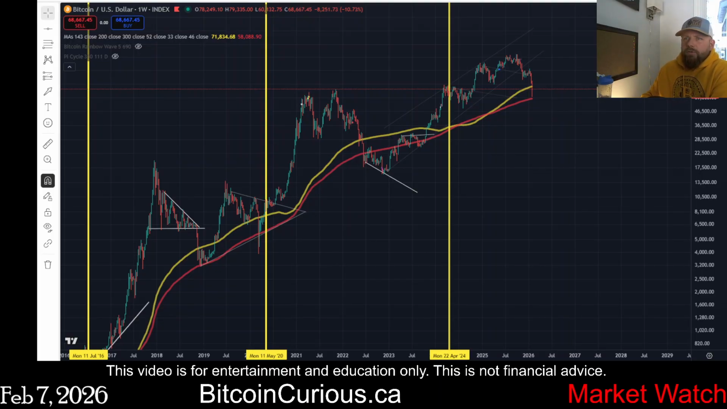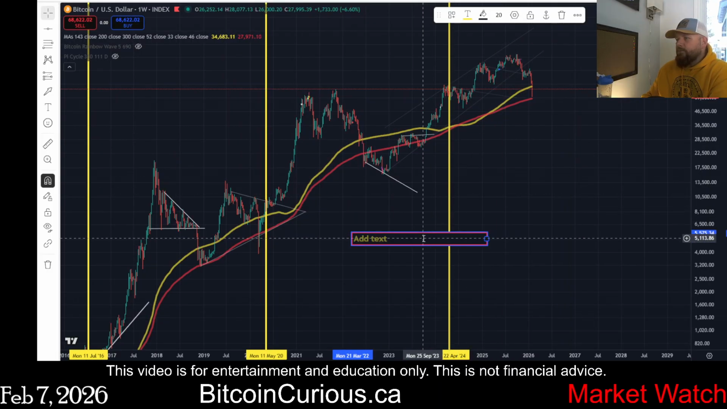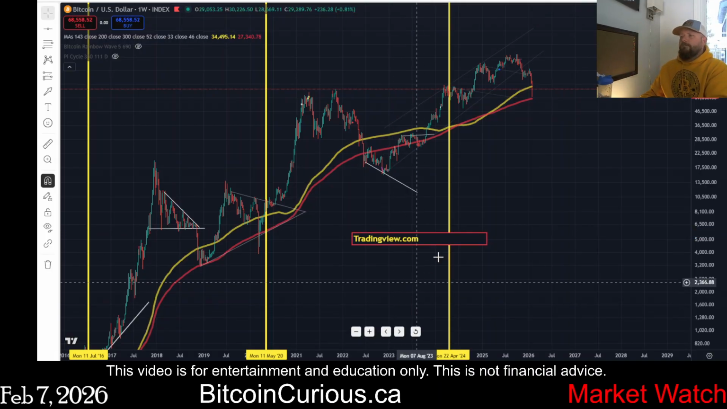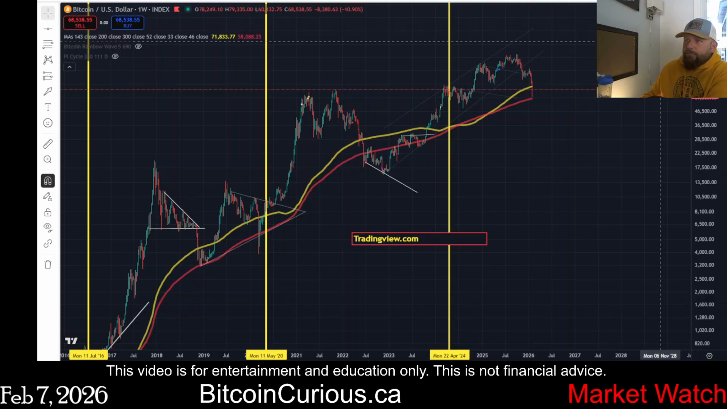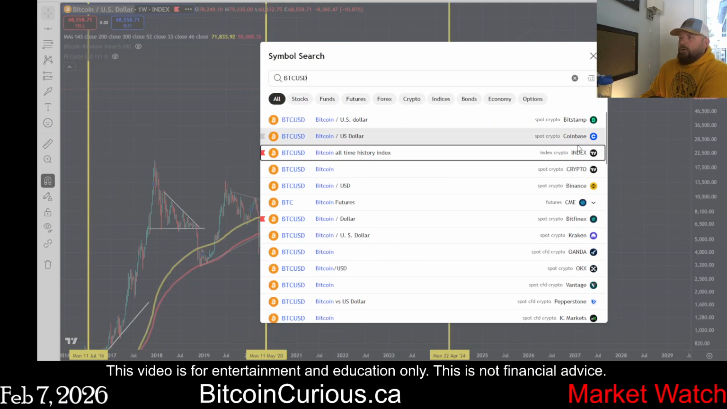So first thing you want to do is go to tradingview.com. Get an account, it's completely free, and set up your chart. Once you're on the charts right here, you can go to BTC USD and look at the one that says index, that shows them all.